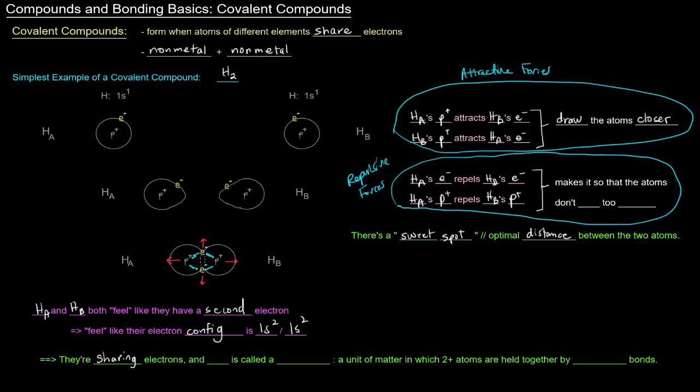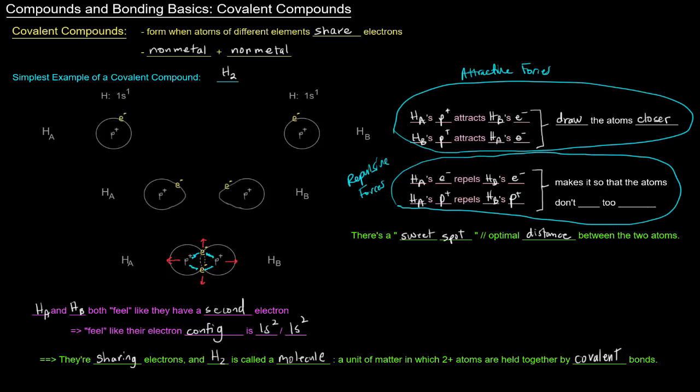They're sharing the electrons. And when we have HA and HB together like this, with these attractive and repulsive forces all working together, we have now, instead of 2 separate H atoms, H2, diatomic hydrogen, which is called a molecule. A molecule is a unit of matter in which 2 or more atoms are held together by covalent bonds. So what we're showing here in this little drawing is a covalent bond.